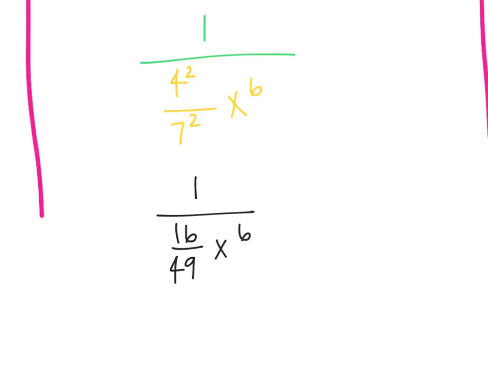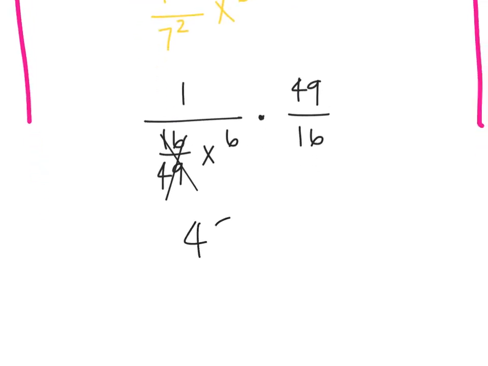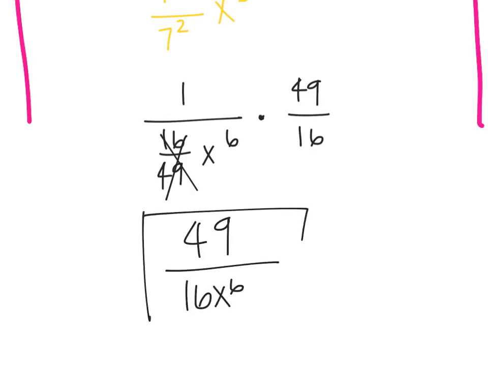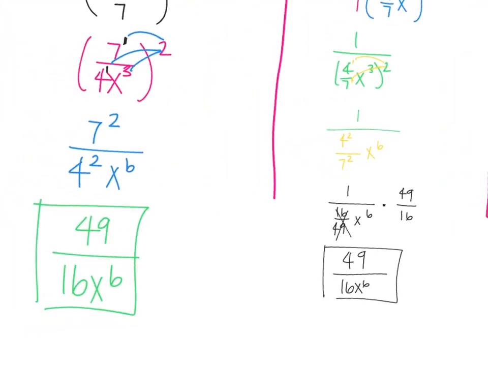Well, we've done a lot of stuff with fractions lately, and we know that dividing by a fraction is the same thing as multiplying by the reciprocal. So really this is the same thing as saying times 49 over 16. Then I can multiply my numerators, 49, and my denominators, 16x to the 6th. That's my answer. And lo and behold, it's the exact same answer that I came up with over here on this first side. Some of you are still like, nope, not anymore.